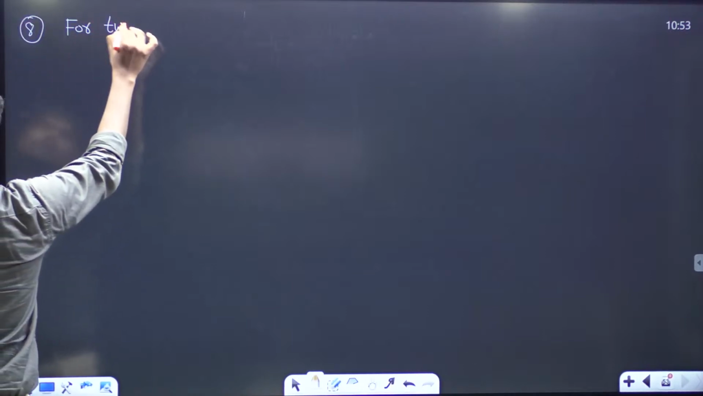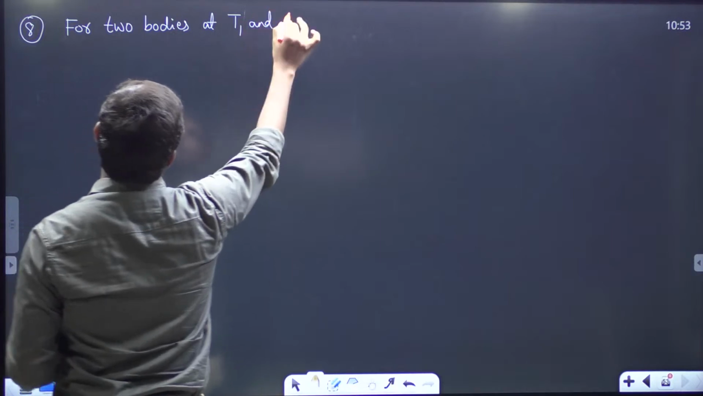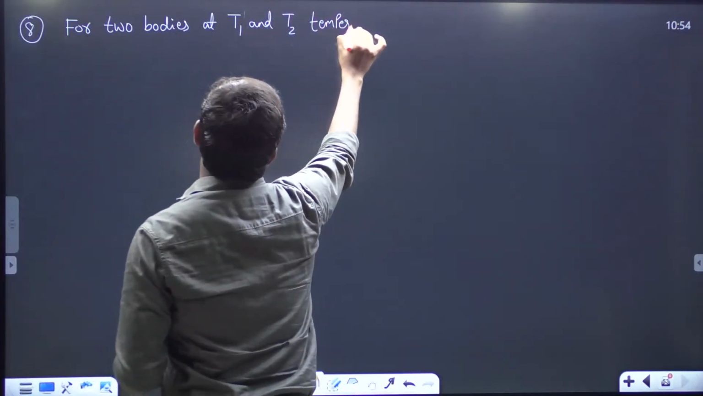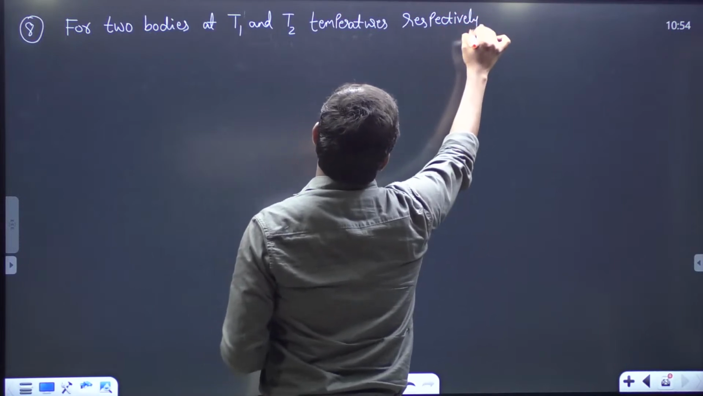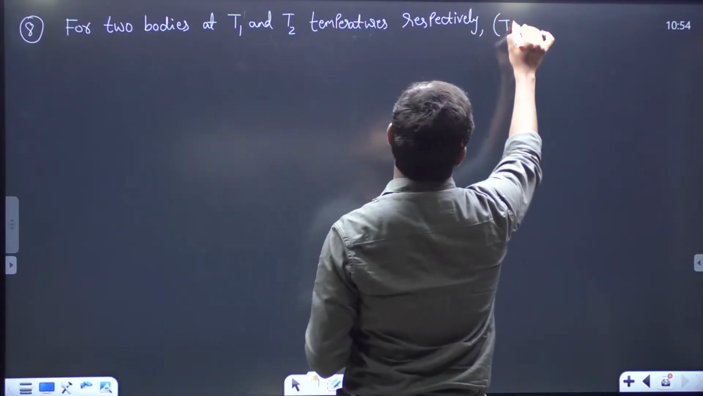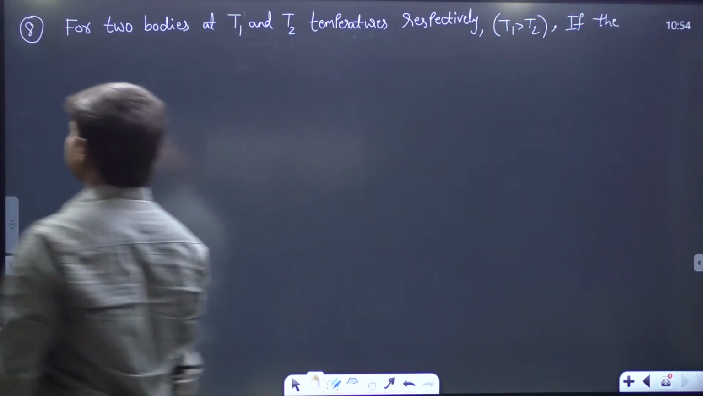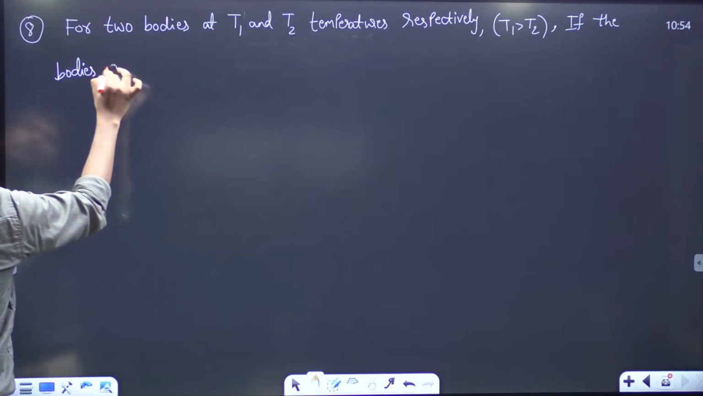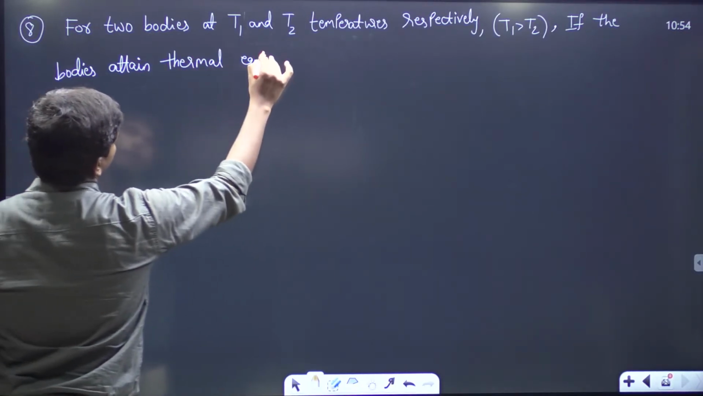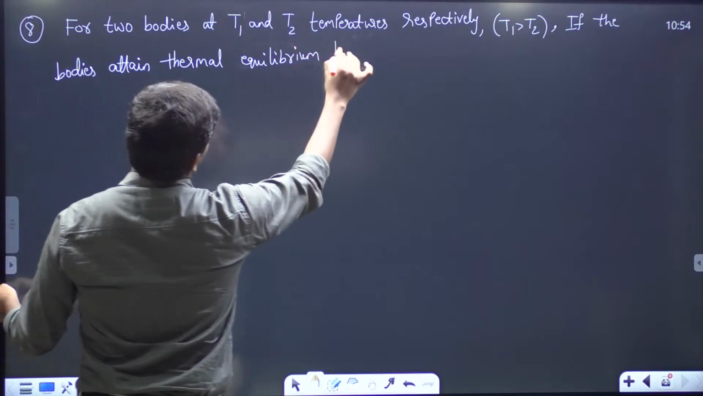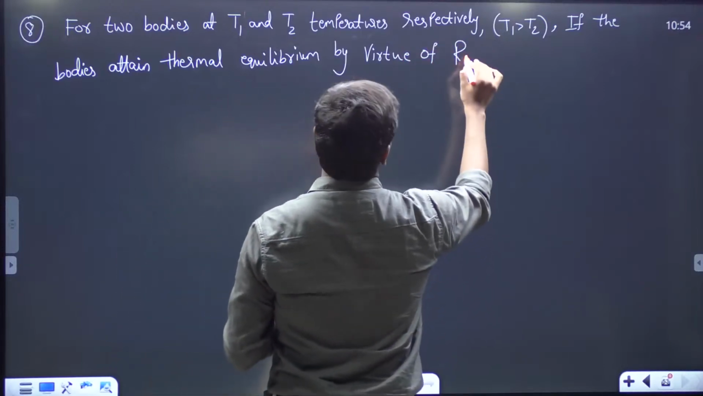For two bodies at T1 and T2 temperatures respectively, of course, if T1 is greater than T2, if the bodies attain thermal equilibrium by virtue of reversible heat transfer.